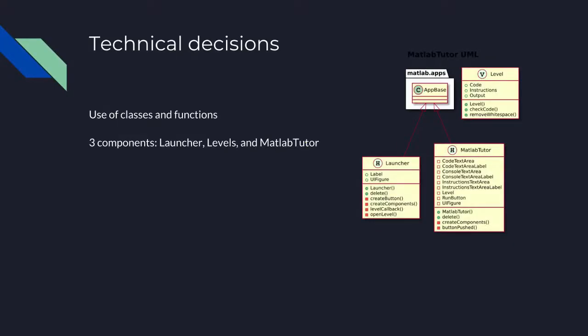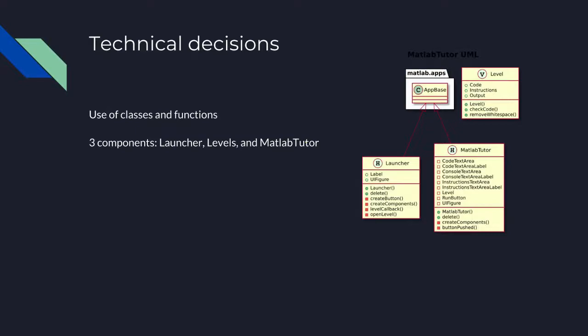One of the major technical decisions we made was the use of classes and functions to encapsulate our code. So we really tried to break down everything into 3 main components. We have our launcher, which was responsible for being what the user opens up originally and allowing them to select what level they want to choose.